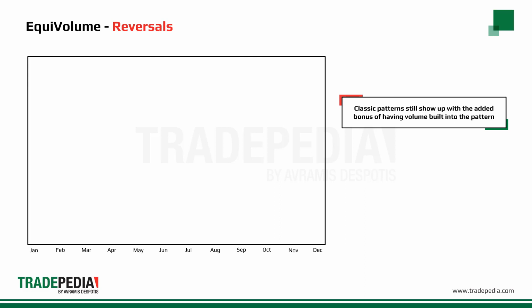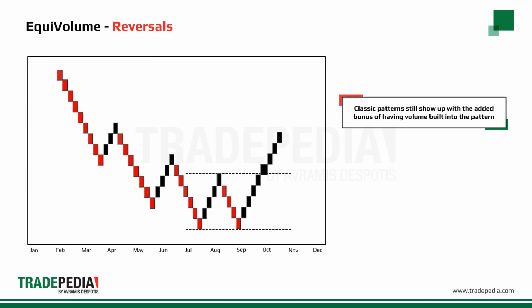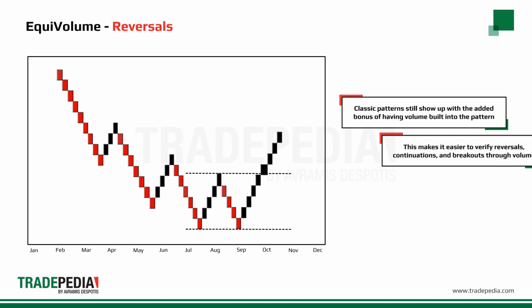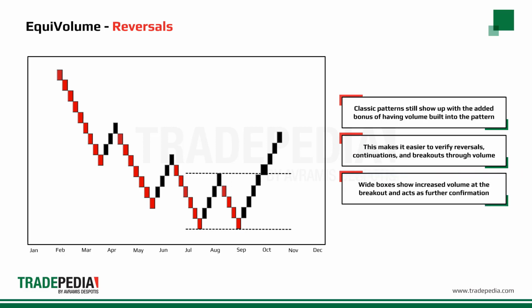In EquiVolume charts, classic patterns still show up with the added bonus of having volume built into the pattern. This makes it easier to verify reversals, continuations, and breakouts through volume analysis. Wide boxes show increased volume at the breakout levels and can act as further confirmation.